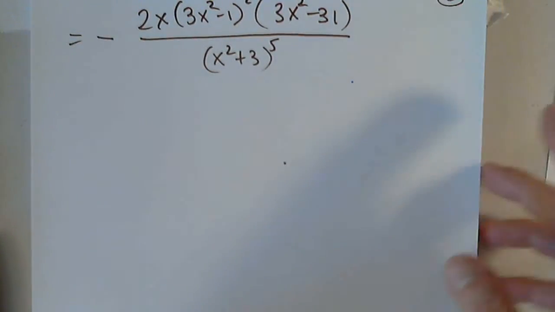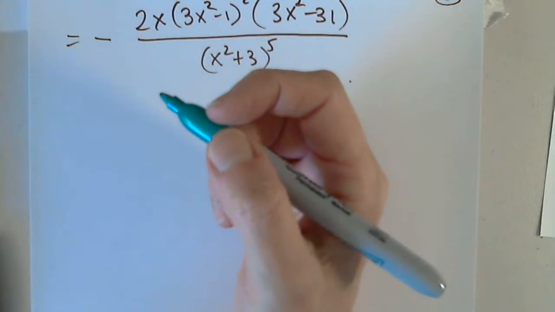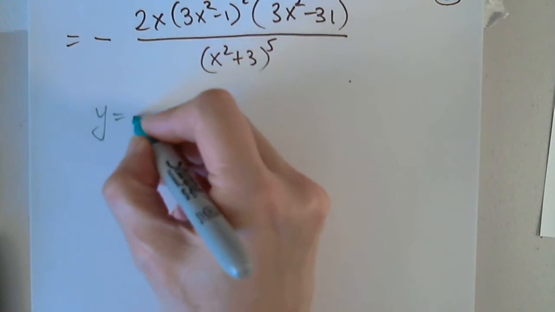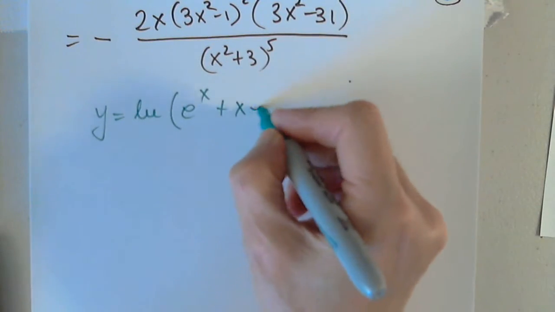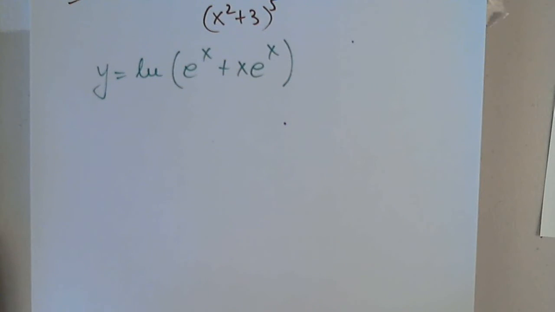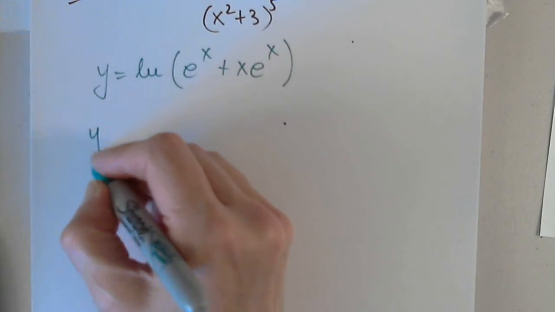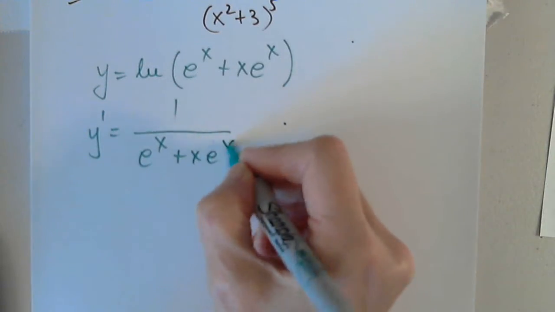Okay, now you said K, so I'm going to move on to E, F, I, J, K. Very good. So K has a natural log of e to the x plus x e to the x. Okay, so y prime will be 1 over e to the x plus x e to the x.